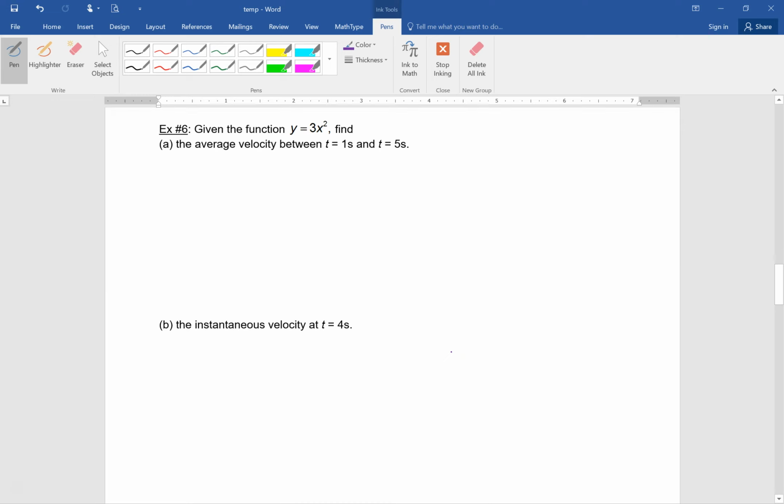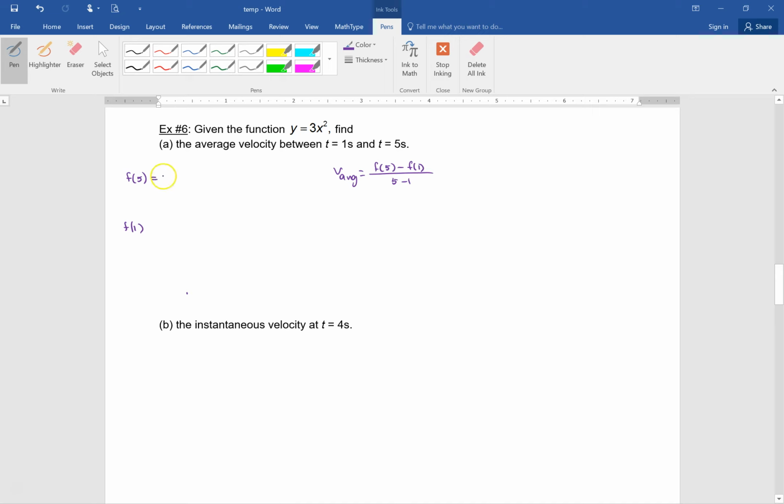Here, given this function, you want to find the average velocity. So this is the function of the distance of something, and you want to find the average velocity, right? So for average velocity, we're going to find f of 5 and f of 1, and v average is going to be f of 5 minus f of 1 over 5 minus 1. Okay, final minus initial over the delta t.